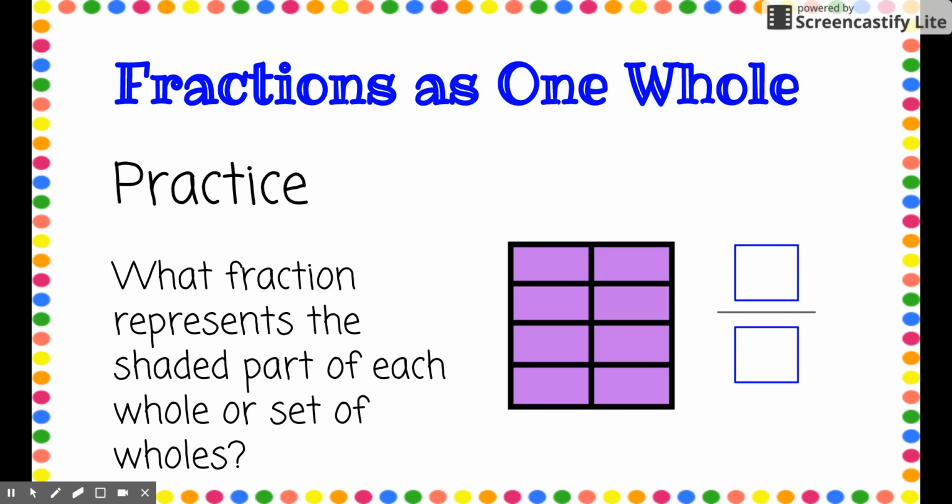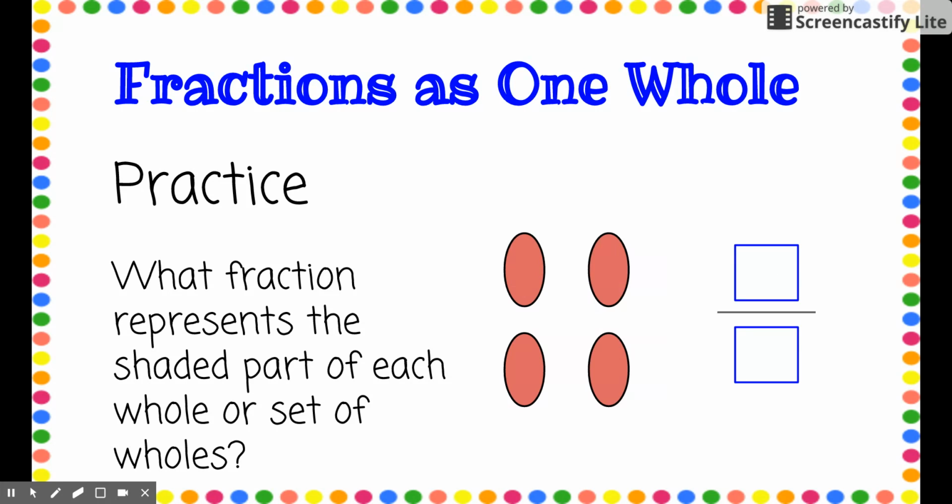All right, your turn to practice. What fraction represents the shaded part of each whole or set of wholes? Hopefully you counted the pieces first. So if I count, I notice there are 8 pieces. The total number of pieces is the denominator. And then we count how many pieces are shaded. And if you notice, they're all shaded purple. So we also have 8 in the numerator. So this shaded part is represented as 8/8, which we know is the same as 1 whole. The whole square is shaded.